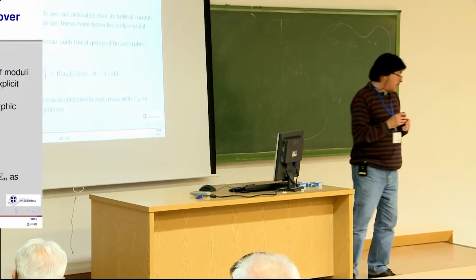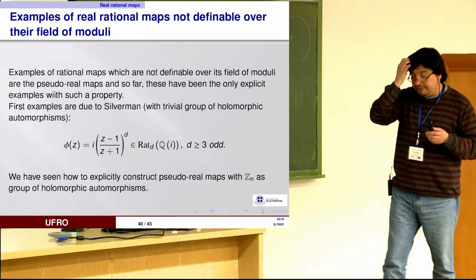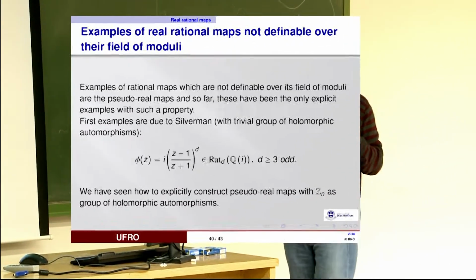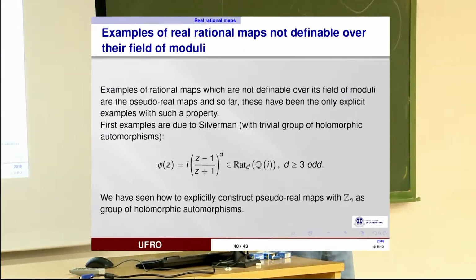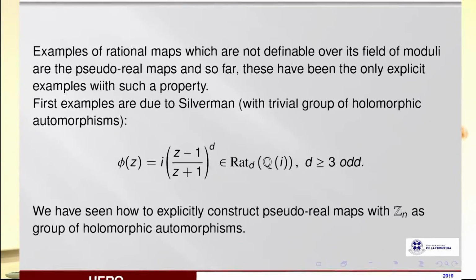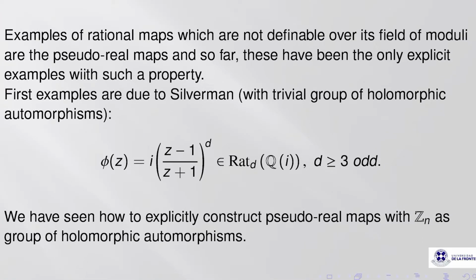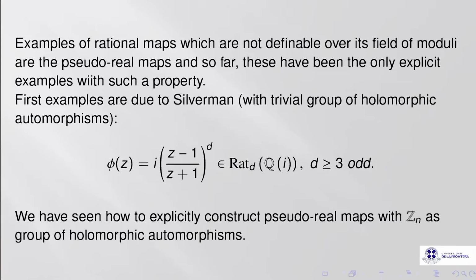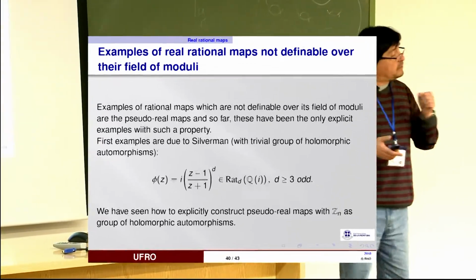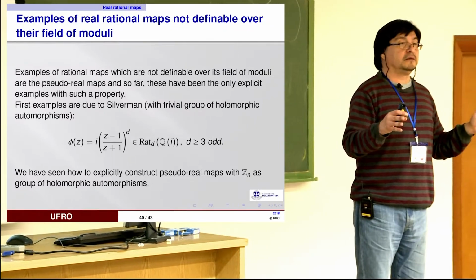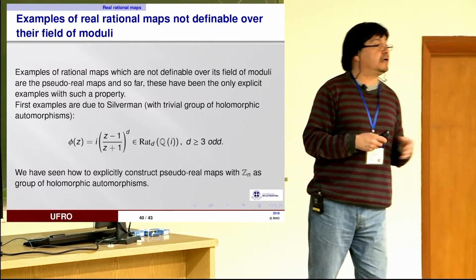Just finishing, one of the questions we were asking is, all these known examples of rational maps which could not be defined over their field of moduli were pseudo-rational maps. And I have told you before the main reason, because it's simple: just find a rational map admitting an anti-holomorphic automorphism, but no reflection. So it is kind of simple to find. So we were wondering, what about rational maps which can be defined over the reals? Could there be an example in that world?